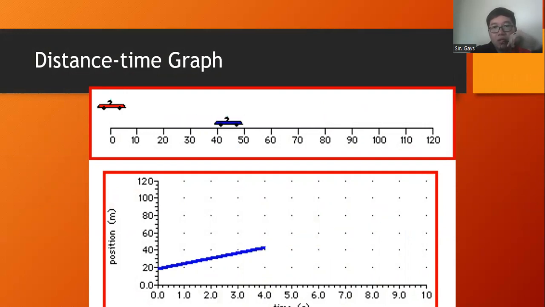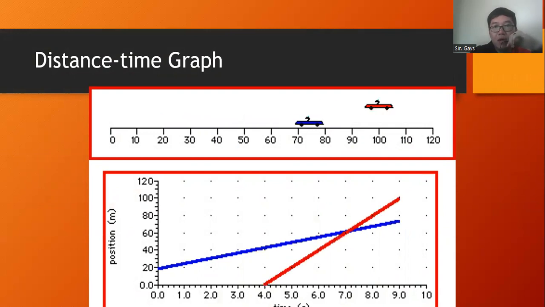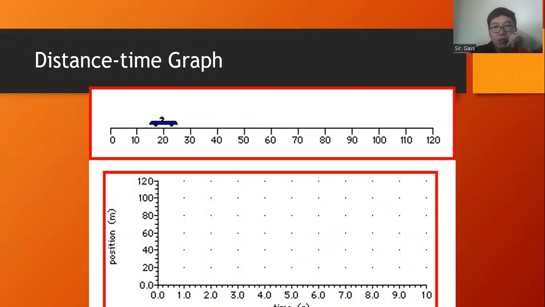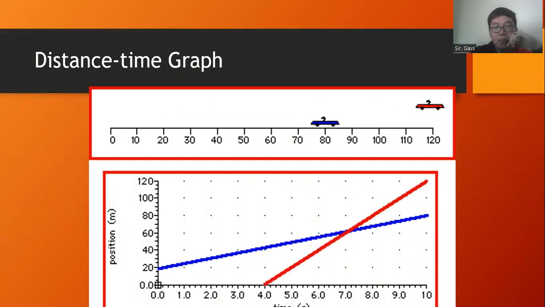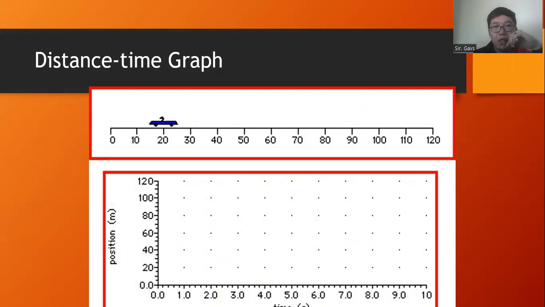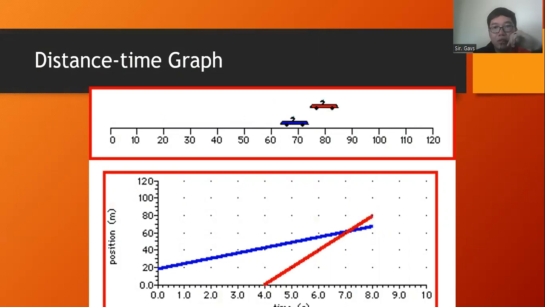So it is steeper because it changes position faster than the blue one. So the red car is faster than the blue car. So it's speeding up. That's why it is changing its position.